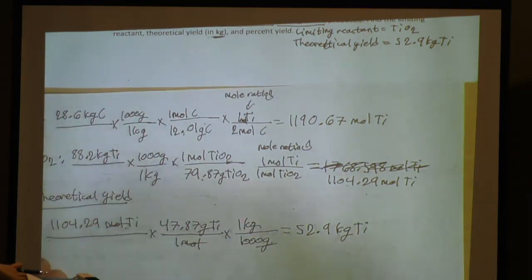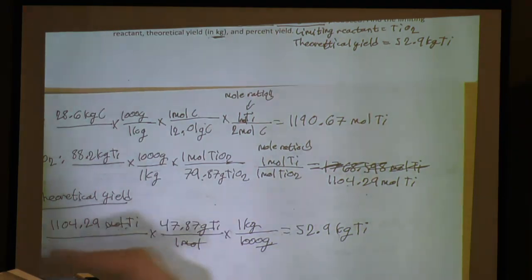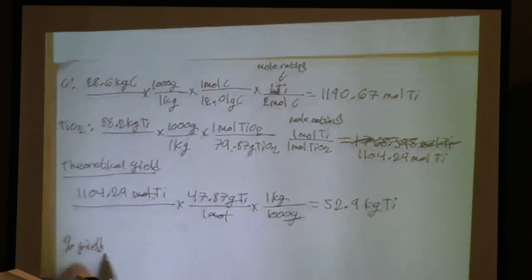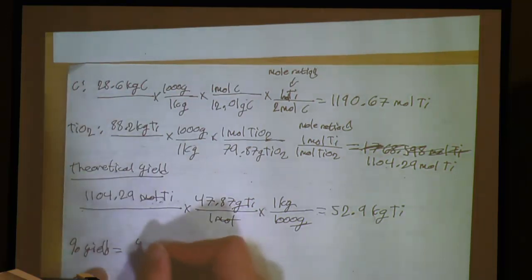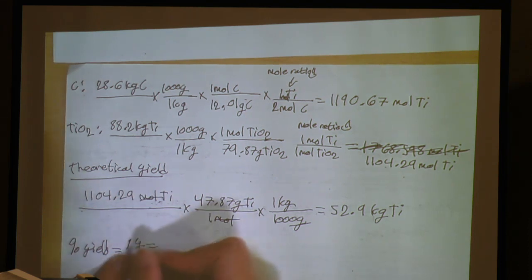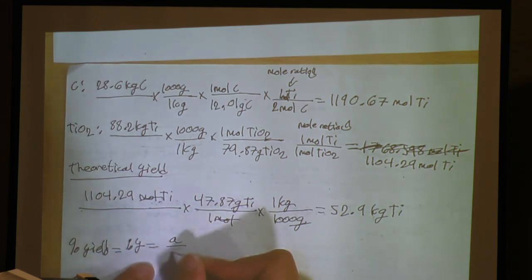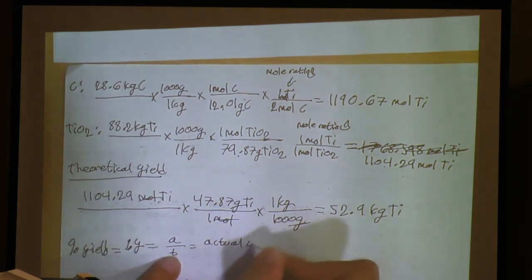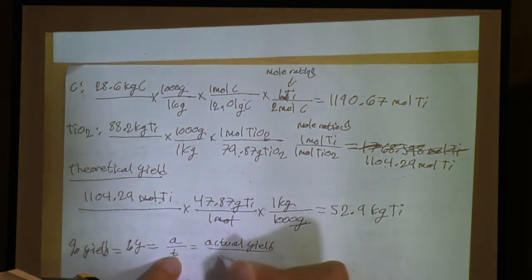Well, one of my students this semester came up with something that I found to be a good mnemonic. I keep spelling things wrong. So percent yield is equal to, we say yacht. So Y, percent yield, is equal to A over T. So this is actual yield over theoretical yield.